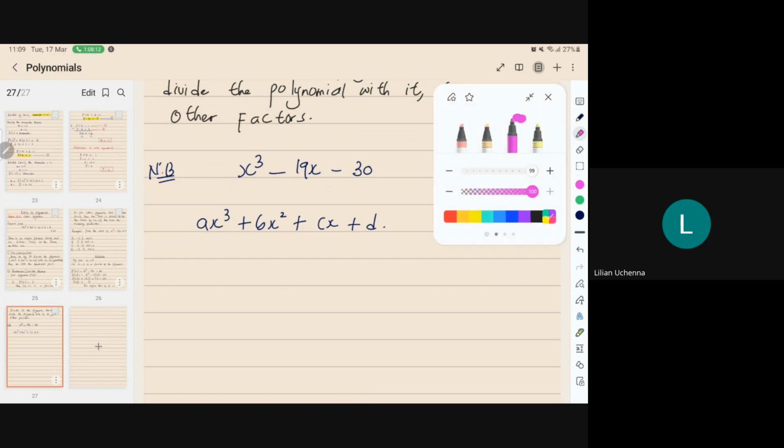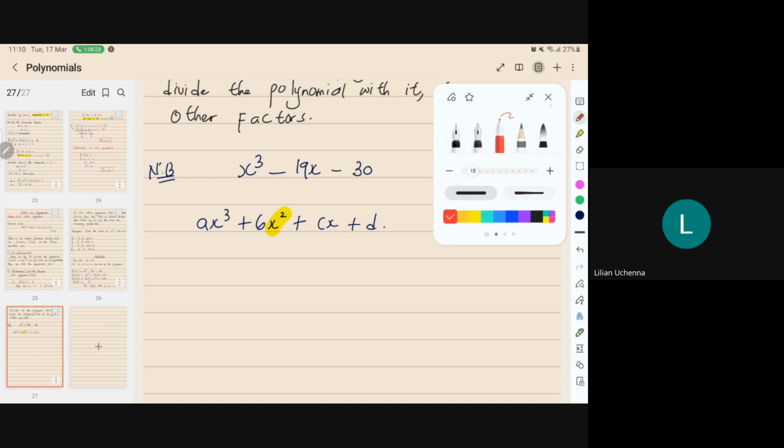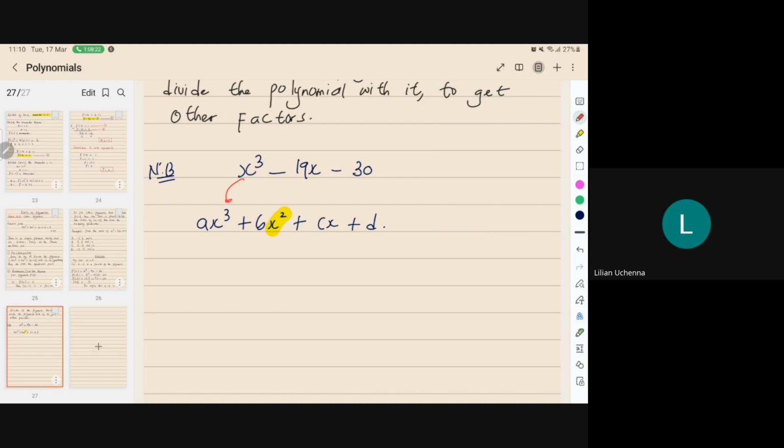I don't know why I forgot to say that the other time. So you have to pay attention to your x squared. It is missing in that particular polynomial. You can see that the power of x is there, the constant d is there, but x squared is missing. So when you are dividing the polynomial, you have to account for the missing term. You're going to replace it with 0.